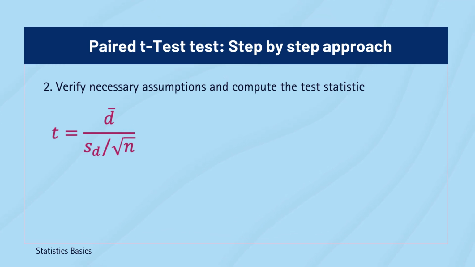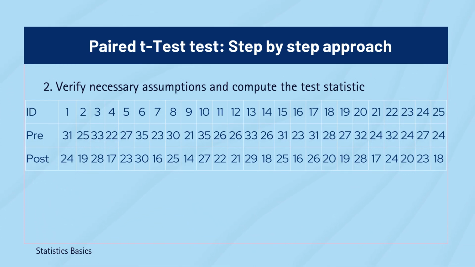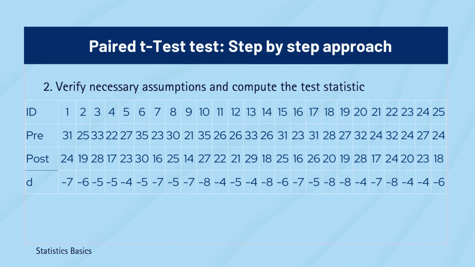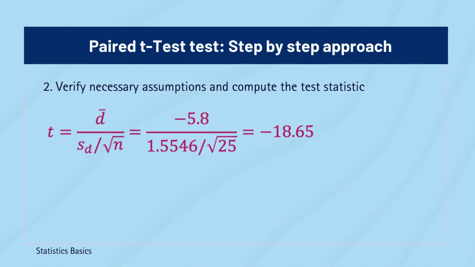To calculate the test statistic, use the following formula, where D is the difference between the pre- and post-stress level measurements. D bar is the sample mean of differences. SD is the sample standard deviation of differences. N is the sample size. First, calculate the difference between pre- and post-stress level measurements for each pair. Then, use the following formula to calculate the sample mean and sample standard deviation of the differences and put these values in the t-statistic formula. We compute the test statistic, t equals 18.65.